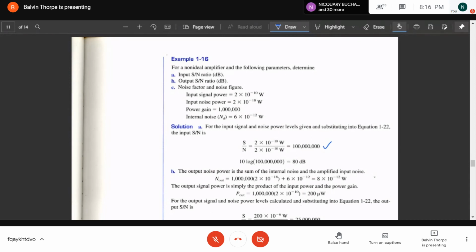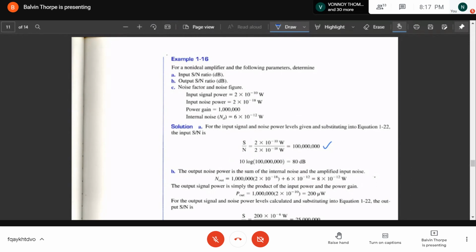But you're supposed to calculate it in dB. So to go from a ratio in watts to dB, it depends on whether it is power or voltage. If it was voltage, it would be 20 log, but it's in power, so it's 10 log of 100 million, which equals 80 dB. The second part is for you to calculate the output signal to noise ratio, again in dB.